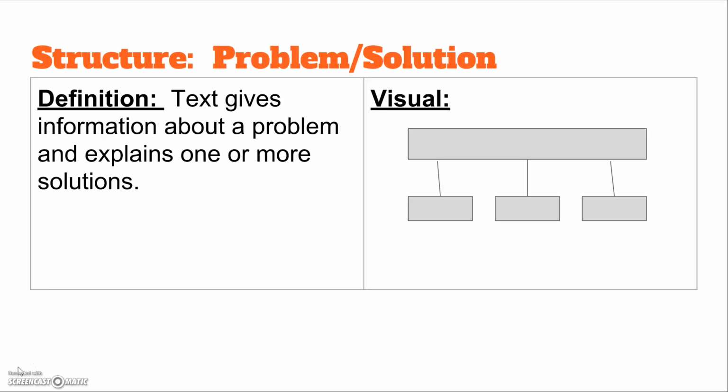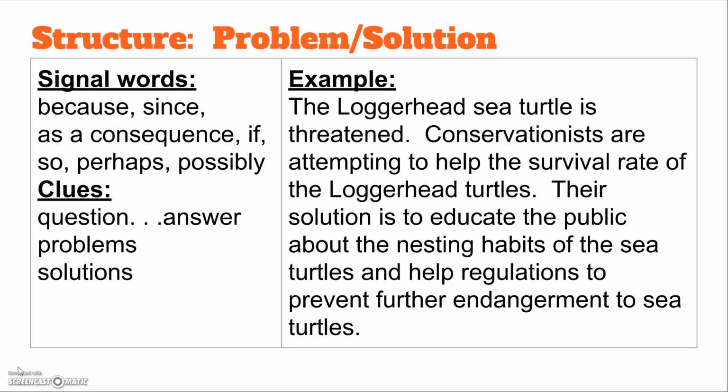Another type of nonfiction text will be problem solution. This text gives information about a problem and explains one or more solutions. The signal words are because, since, as a consequence, if so, perhaps, possibly. A question with an answer, problems with possible solutions.